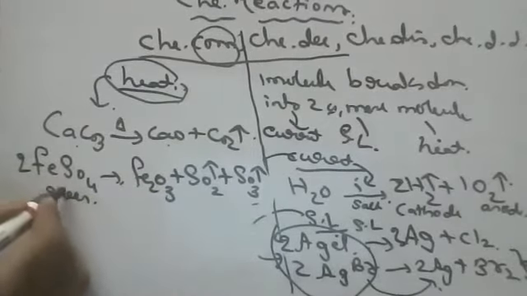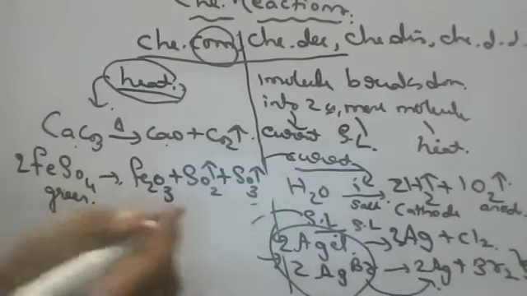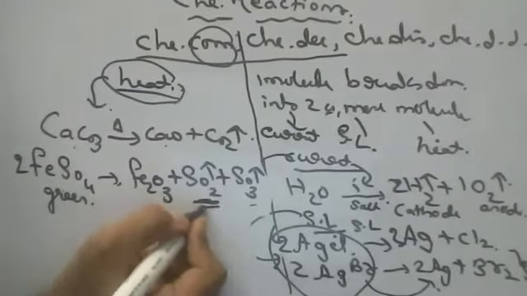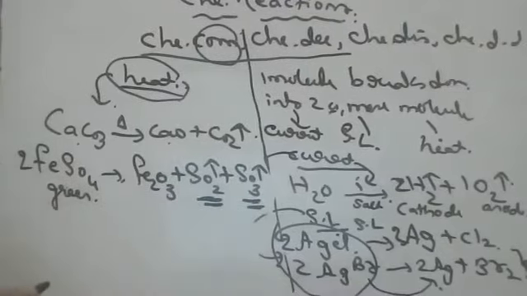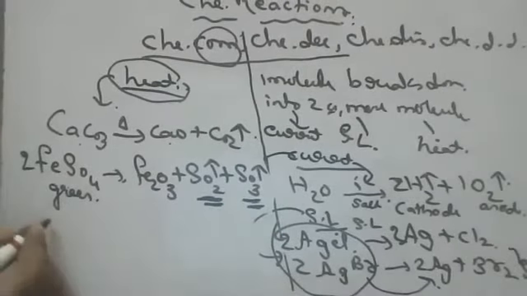Okay, ferrous sulphate, green color, on heating liberates two pungent odor gases. What are the two pungent odor gases? Sulfur dioxide and sulfur trioxide. We should remember this reaction. Many times in board exam they ask this reaction.